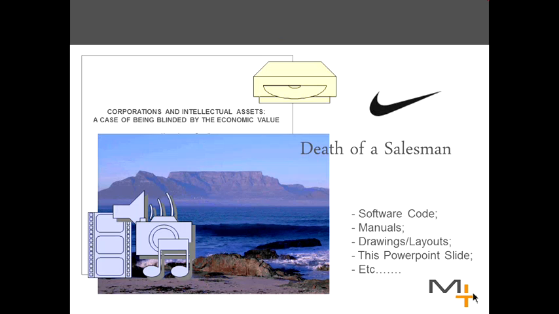So the first type of intellectual property I'd like to talk about is copyright. Copyright is protection for works that are expressions of ideas. This slide gives you an idea of some of the different types of works that can be protected by copyright. We've got the Nike swoosh, which is a logo, it's a drawing. We've got an indication of original work. We've got music, we've got photos. Some are listed also: software code, manuals, drawings, layouts, the PowerPoint slide, website designs. All of these things can actually be protected by copyright.